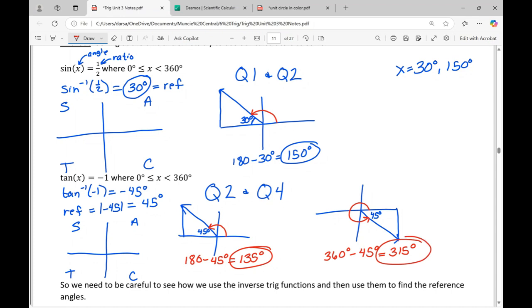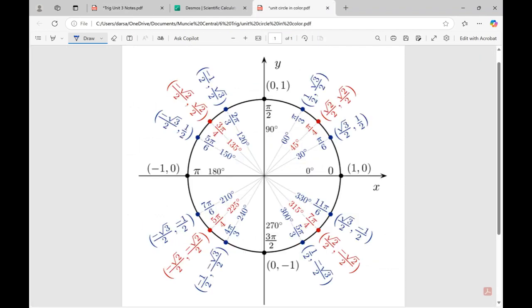So 135 and 315 are the two angles that have a tangent of -1. And if we go to our unit circle, we can see, in fact, 135 degrees is square root of 2 over negative square root of 2, that's -1. And negative square root of 2 over square root of 2 for the 315, that is a -1 as well. So we can see we have found our correct answers.